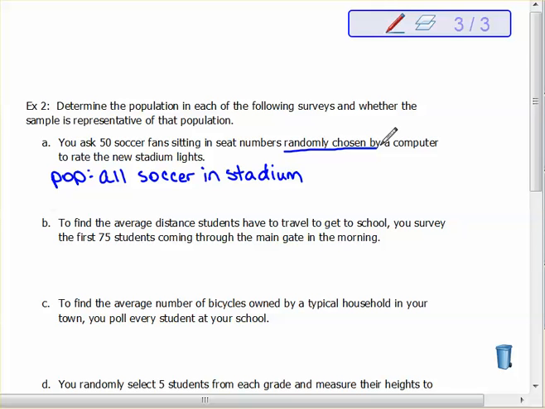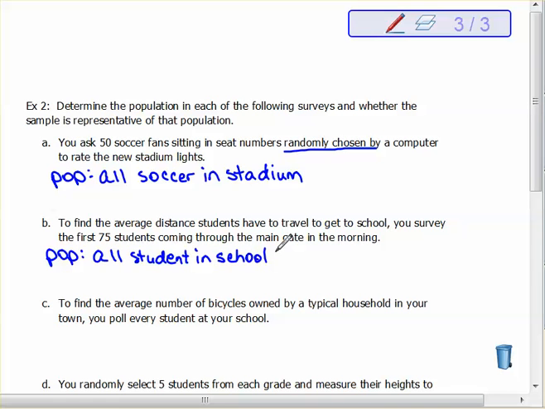representation. Part B says to find the average distance students have to travel to get to school. You survey the first 75 students coming through the main gate in the morning. Okay, so we're going to survey 75 of those students, and we're trying to figure out the average distance students have to travel to get to school. So our population, or our greater group, would be all the students in that school. All students in the school. That particular school, I should probably say.